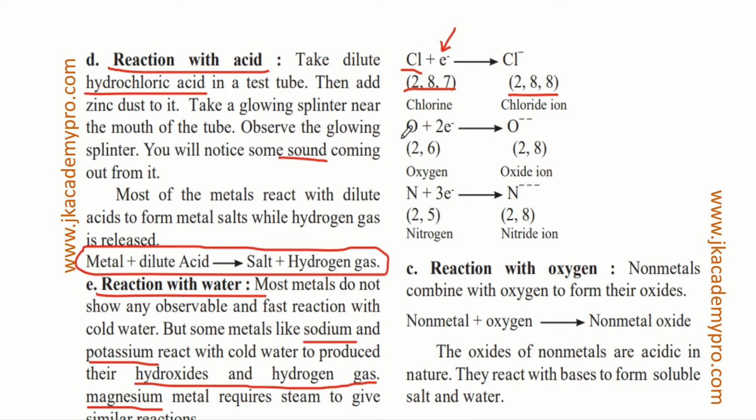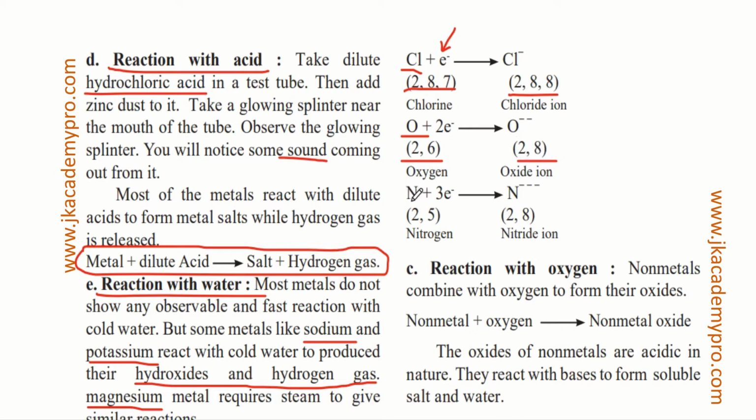The next example is oxygen. Oxygen has an electronic configuration of 2, 6. Now 6 is short of 2 electrons to become an octet. So the oxygen will acquire these 2 electrons from outside. And because it acquired 2 electrons, it will have 2 negative charges. And now the electronic configuration became 2, 8.